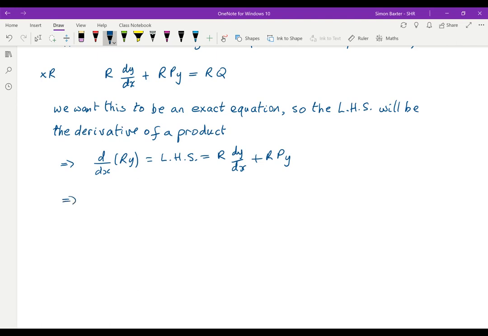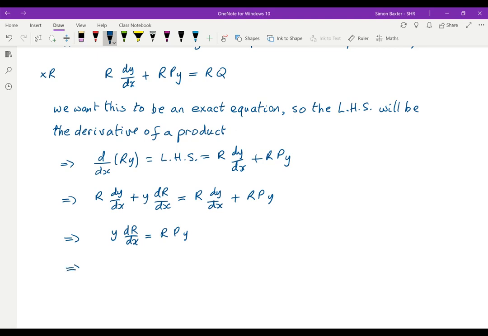Well, if we differentiate ry, differentiating y, we get r dy by dx plus y, differentiate r, we get dr by dx. And that has to be equal to r dy by dx plus rpy. Well, the r dy by dx disappears. I'm left with y dr by dx is equal to rpy.